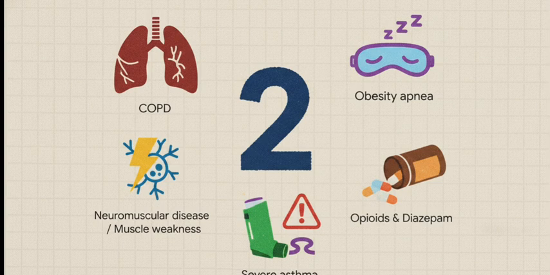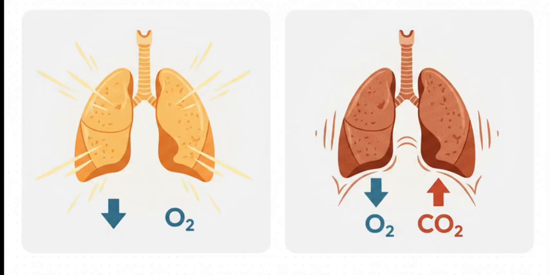Now, what's really interesting about this slide is how asthma shifts categories depending on its severity. Wait a minute, didn't we just discuss asthma as a type 1 issue? Well, this evolution of an asthma attack shows exactly why categorizing the failure correctly is literally a matter of life and breath. Check this out.